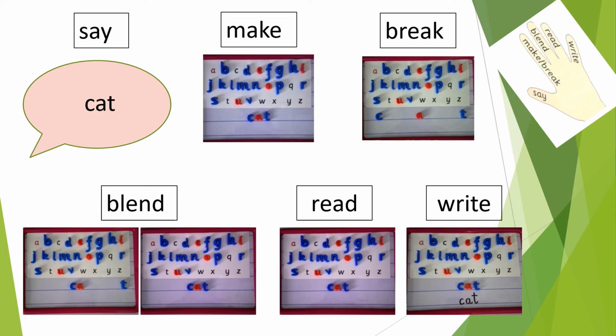Now, when we are blending, we will start at the beginning of the word. We will encourage the children to think about what sound they hear at the beginning. For example, for the word cat, we will go to k and bring it over to the a before joining the t to make cat. Afterwards, we will ask the children to read the word that they have made, cat, and then to write the word underneath. At this stage, we encourage the children to look at the letter formation again and form letters correctly.